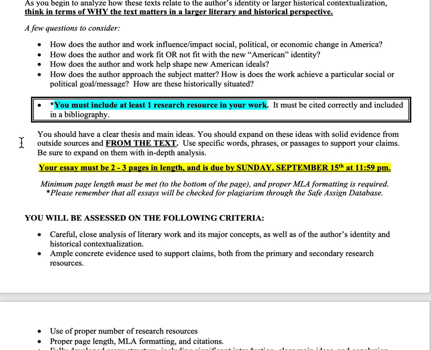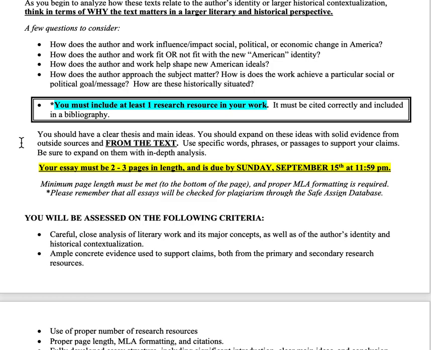As you write this, make sure that you have a clear thesis in your introduction paragraph and main ideas with good, solid evidence from the texts and from your outside source. So this means that you pull specific quotes from the text and from your outside source to support your ideas.